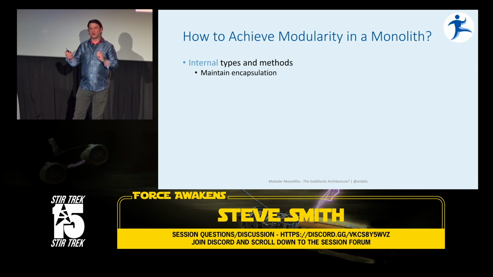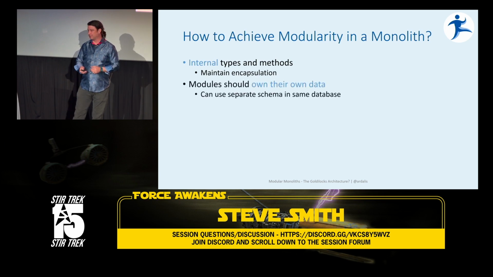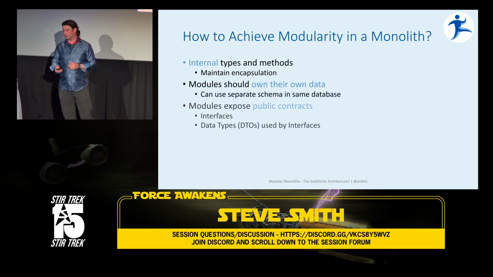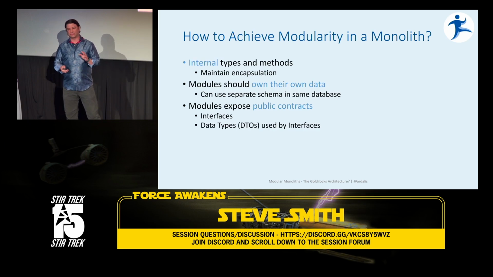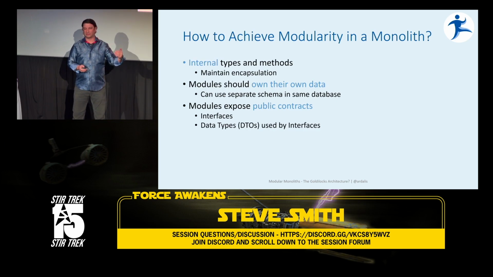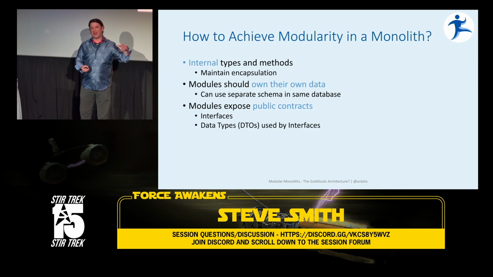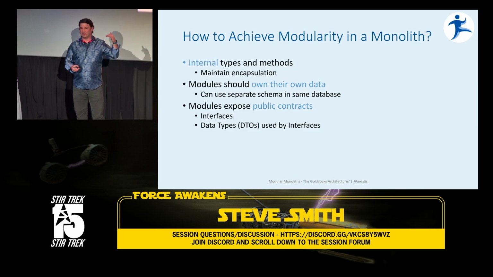Now, they are going to need to talk to each other, and I'll show you how that works in just a second. I already mentioned they should own their own data. The modules should then expose public contracts. The way I make this work in the .NET world is I have a different project that has these public contracts, and these are going to be interfaces and DTOs. That is the way that other modules can communicate.